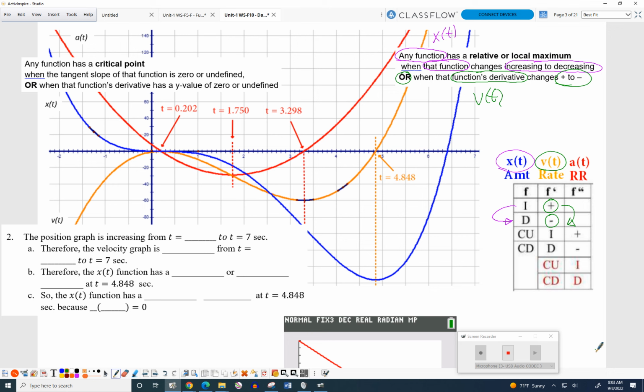Here's another trick question. Raise your hand, please, if you can tell me. Does the velocity graph ever change from positive y coordinates to negative y coordinates? Hands up. Does the velocity graph ever change from having positive y coordinates to having negative y coordinates? Let's go, Jane.